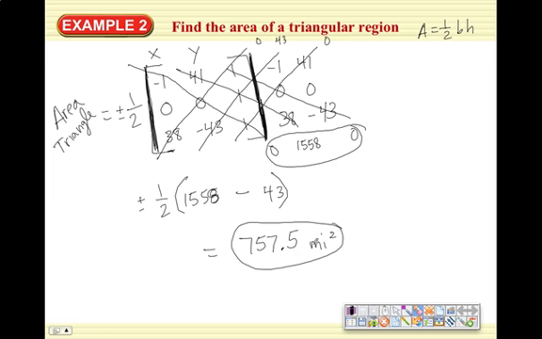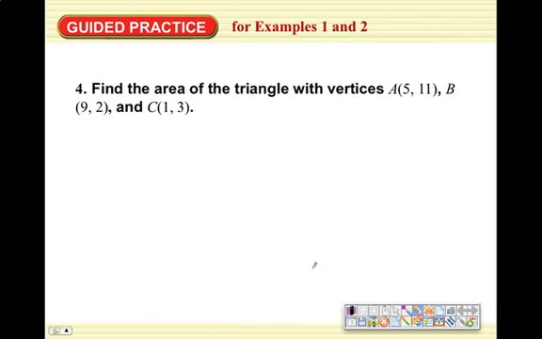So you can use determinants to find the area of a triangle. Know how to do this. Next, try this problem right here by yourselves. Pause the video and finish. The answer to this problem is 34.